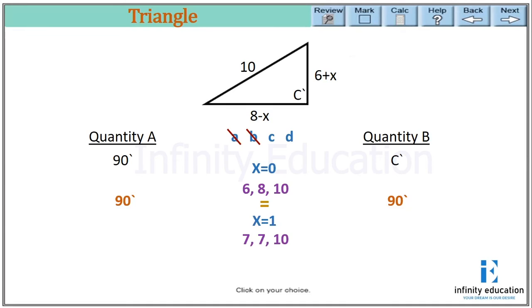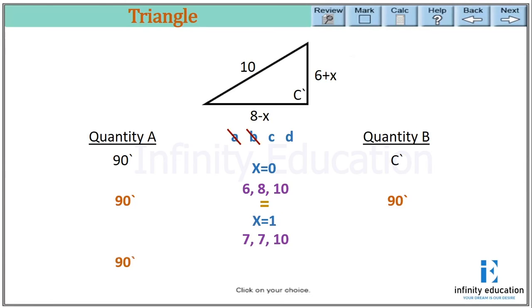Now, if you are considering all the three sides as 7, 7 and 10, now we can see this is not following the Pythagorean theorem because 7 square plus 7 square is 49 plus 49 equals to 98 and 10 square is 100. So 98 and 100 are not same.